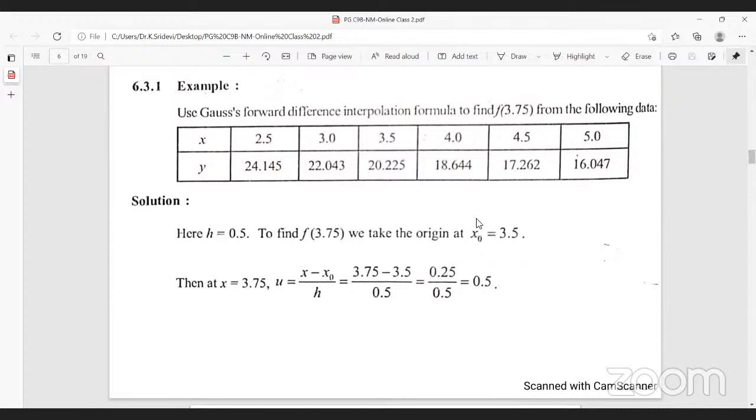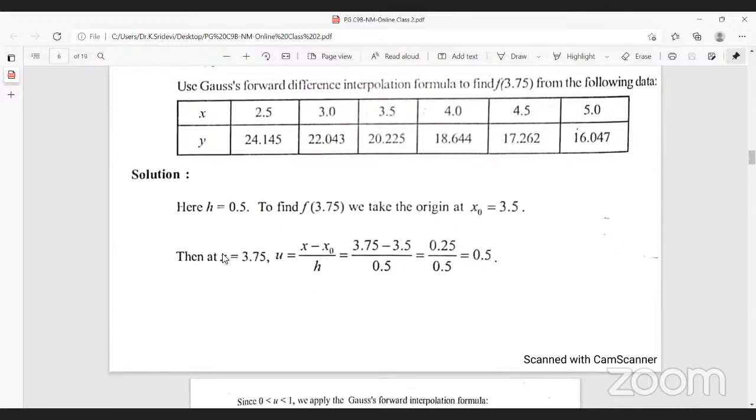We take the origin x naught equal to 3.5. We can choose as origin x naught either 3.5 or 4.0, the middle value. Anyone we can choose. Here I am choosing x naught equal to 3.5. So now what is our x value? 3.75. At this value, we are going to do the problem, that means find the functional value f of x at this value. So x is equal to 3.75, x naught is equal to 3.5, h is equal to 0.5.